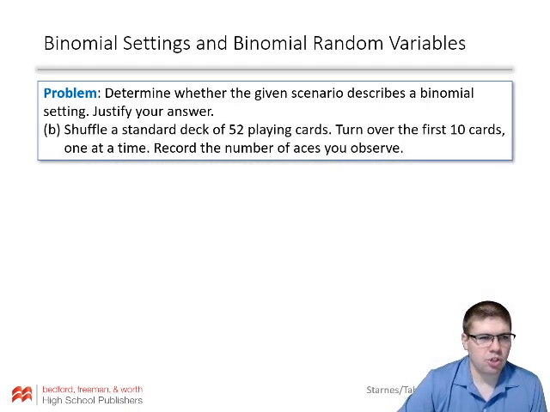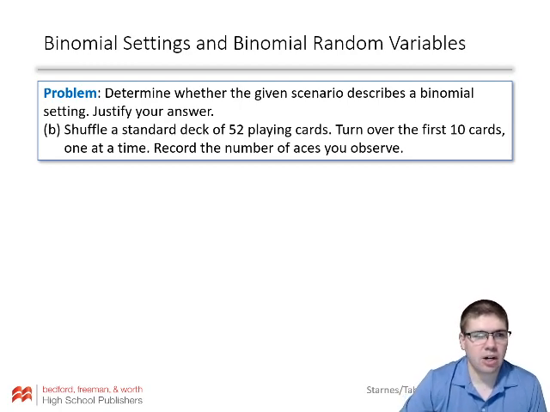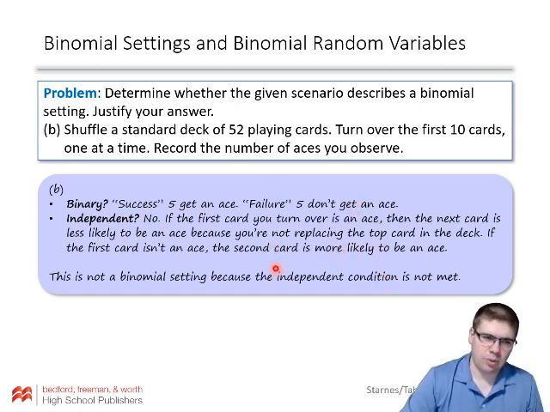What about this example? Shuffle a standard deck of 52 playing cards. Turn over the first 10 cards one at a time. Record the number of aces you observe. So does it fall into the bins? Binary, yes. Success, failure, you get an ace or you don't get an ace. Are they independent? No. If the first card we draw is an ace, the next card is less likely. And if the first one's not an ace, then the next one is slightly more likely. So this is not a binomial setting because the independent condition hasn't been met.